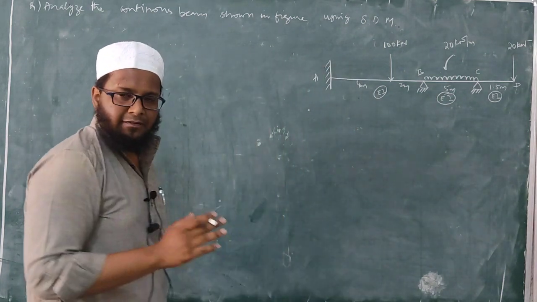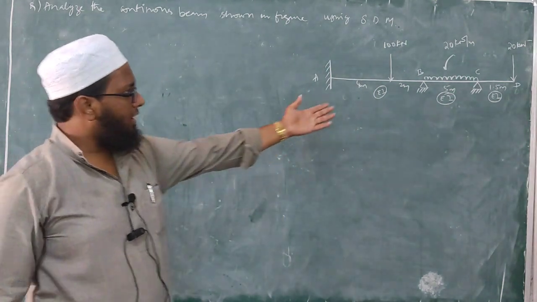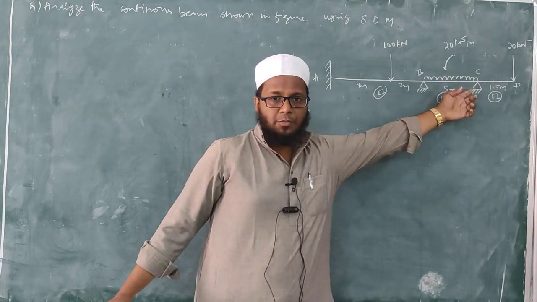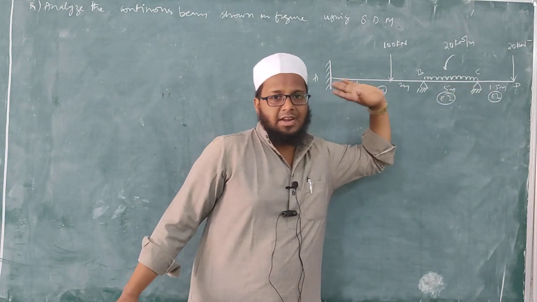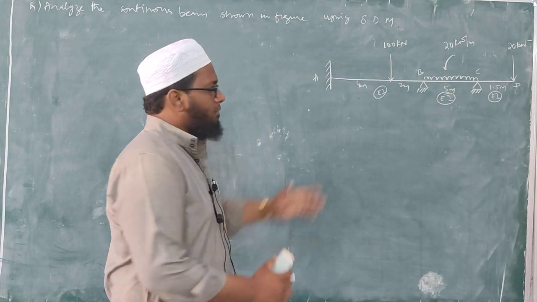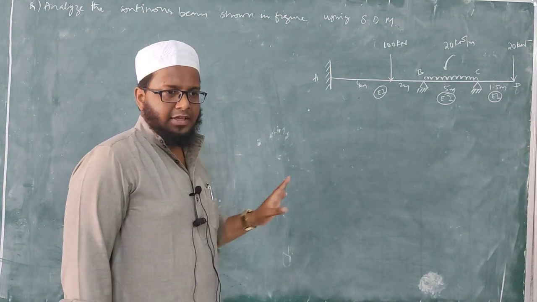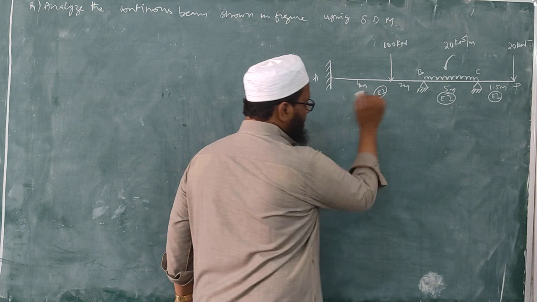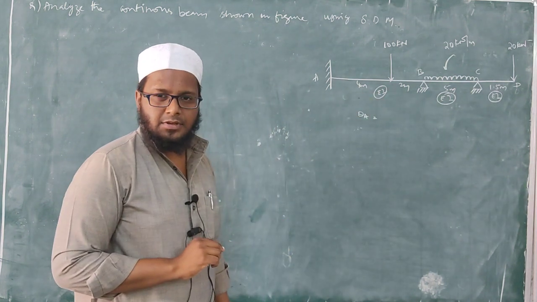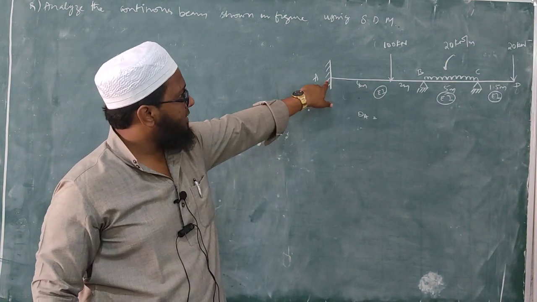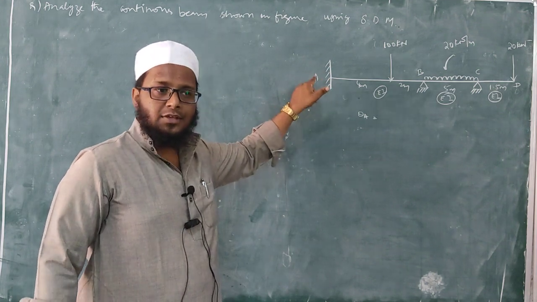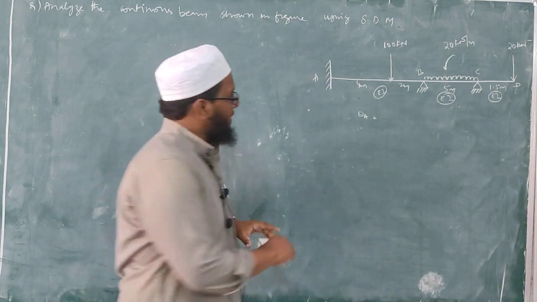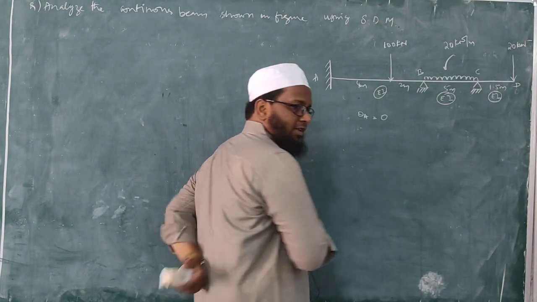Previously we have done one simple beam. Here we have 2 simple supports, along with one cantilever portion. Now, by seeing the beam itself, can you tell me what is theta A? Theta A, the slope at A: since the beam is fixed at A, theta A will become 0.